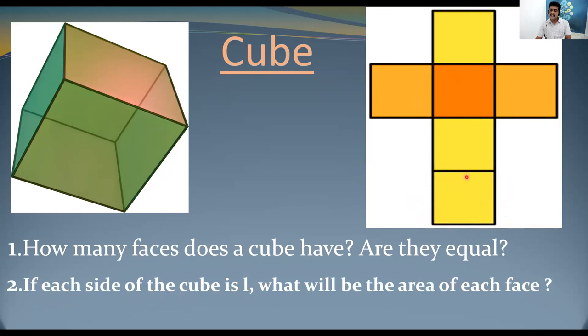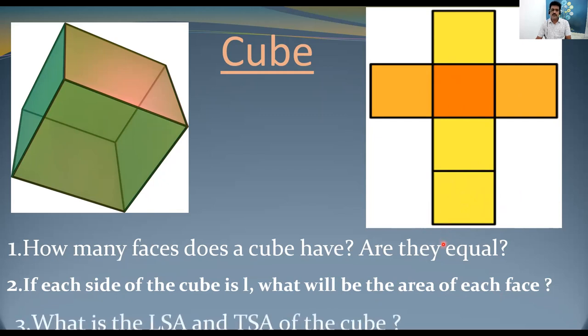If all the sides are same in a plane figure, that is called as a square. So it is a square, isn't it? If it is a square, the area of a square is side into side. This side measurement is L and this side measurement is L. So L into L, L square. So the area of one face, what will be the area of each face? This face area is L square. Like that, L square, L square, L square, L square, all are L squares only.